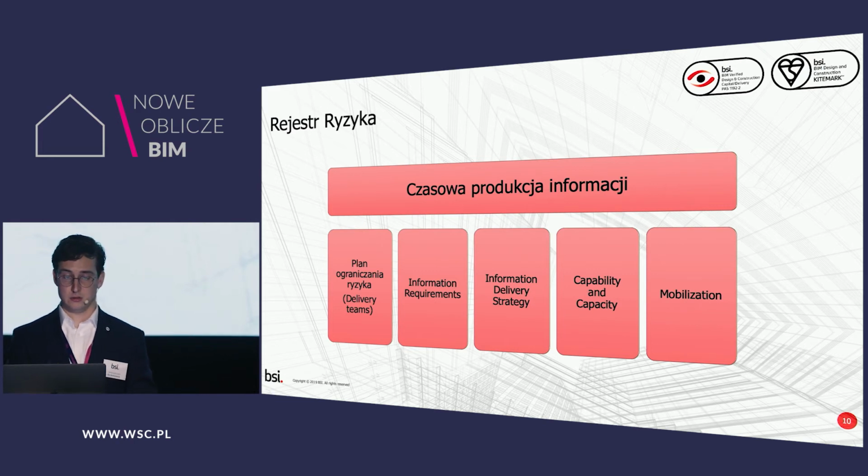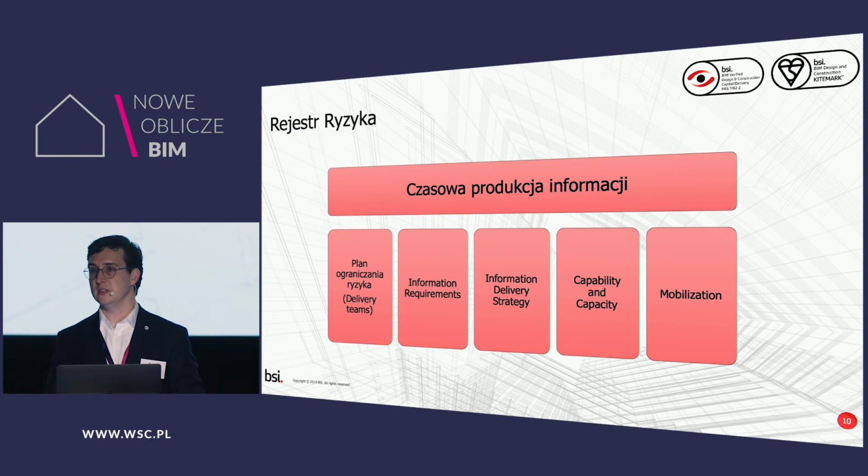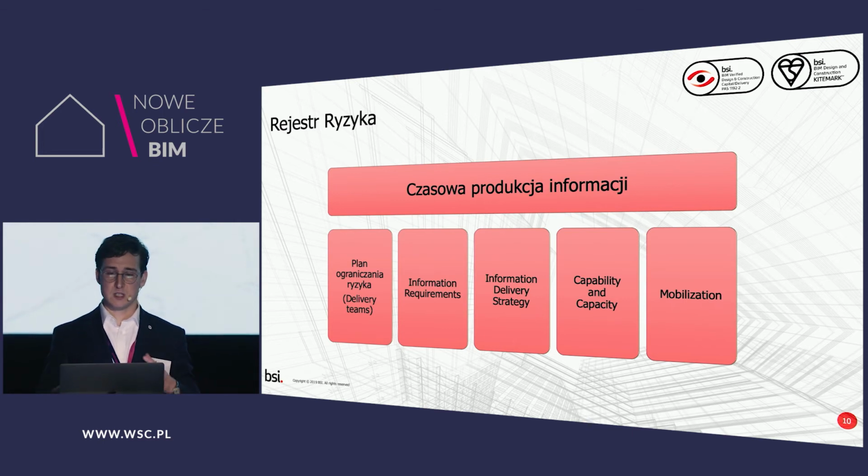The aim of this document is to produce information. It aims to limit risk, provide information requirements, line out the information delivery strategy, capability and capacity, and mobilization. And you have to think about that from the very beginning. You have to be able to mitigate risk and to pass on that responsibility onto your subcontractors.